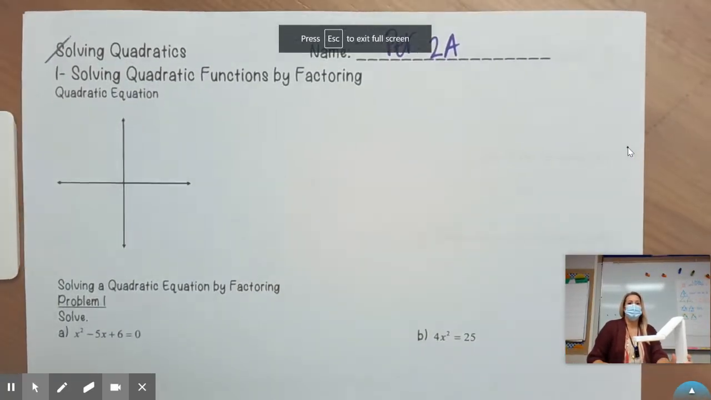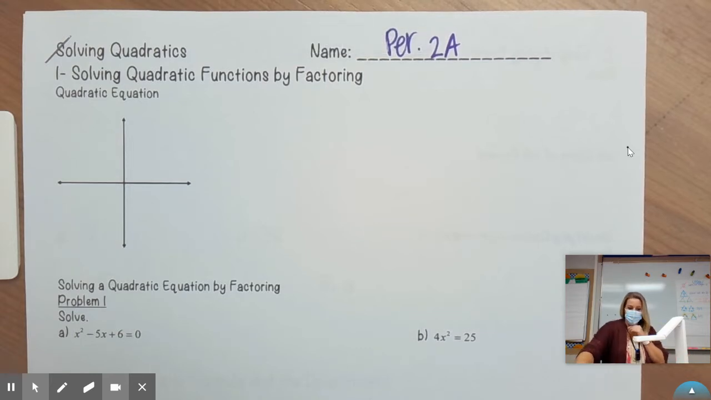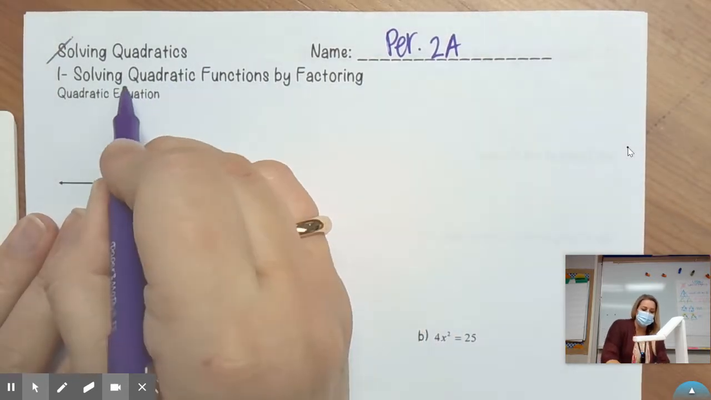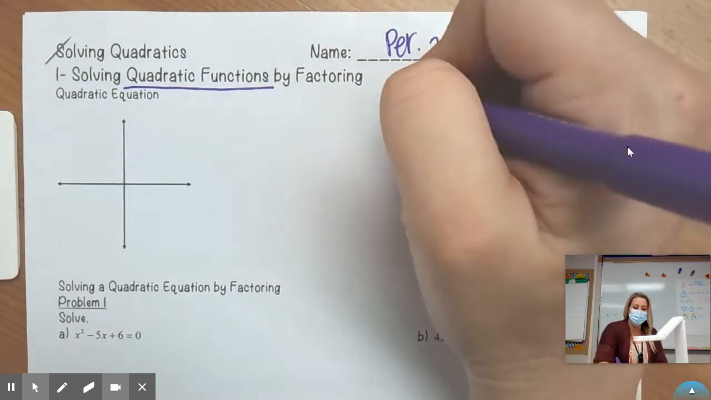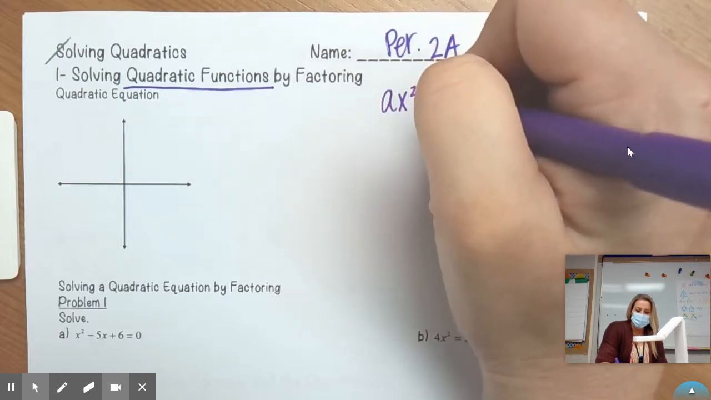Okay, so today what we're doing is we're getting into solving quadratic functions. So we've already kind of talked about factoring. So today is kind of like, what's the purpose of factoring? Well, the purpose of factoring is it's one way to solve a quadratic. So a quadratic is always going to be in this form.